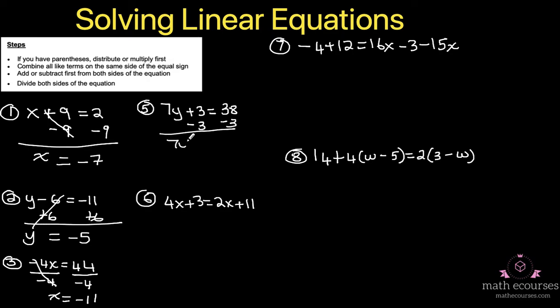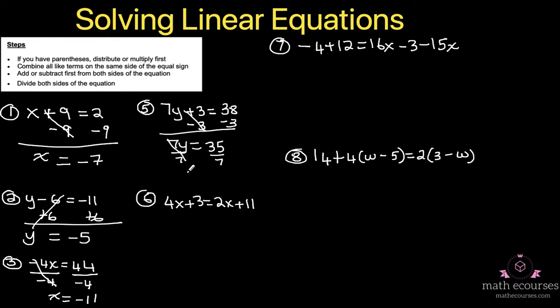Drop that 7y down. That will cancel out. And then you would need to do 38 minus 3. That is 35. Now I need to get rid of the 7. Look, it's attached. If it's attached, remind yourself that that is multiplication. Opposite of multiplying is dividing. So divide.